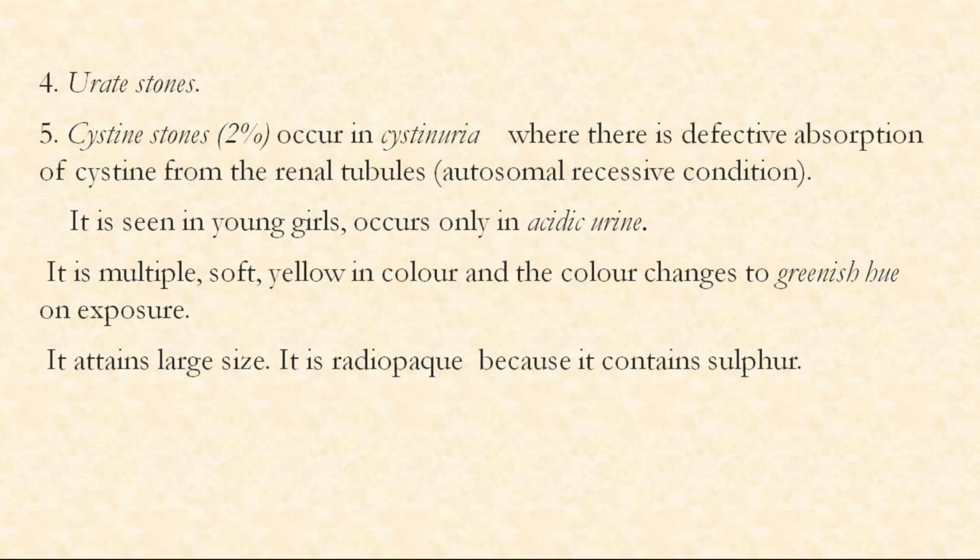Sometimes it may attain a large size. It is also radio opaque. It contains sulfur. So cystine stones mostly contain sulfur. These stones are radio opaque, commonly seen in acidic urine. You remember some points: acidic urine, contains sulfur, large in size, radio opaque, soft and yellow. These are the characteristic features of cystine stones.